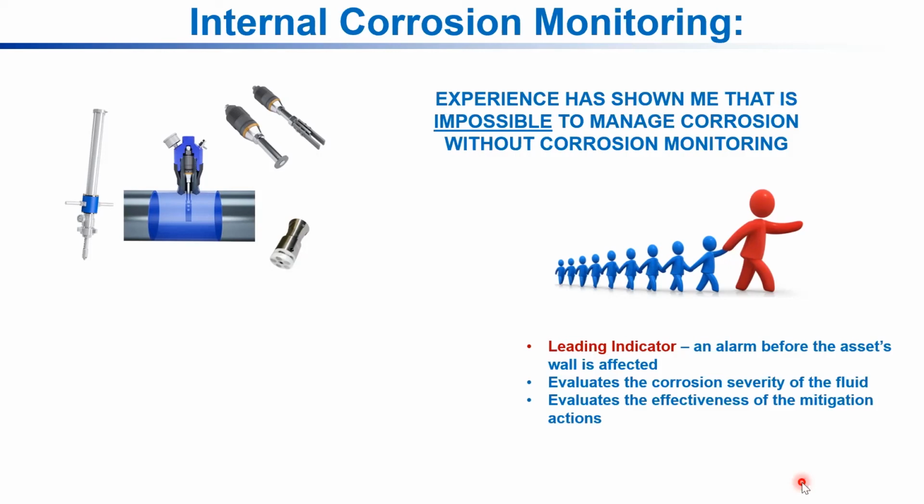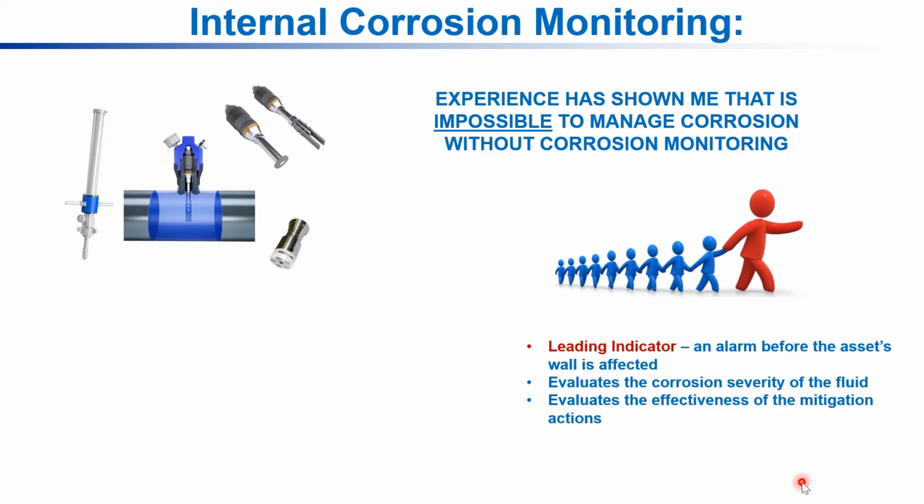Without monitoring, it's impossible to determine whether my mitigation action is being effective or not. Think about this. I'm putting a corrosion inhibitor in my line, but I'm going to inspect it, not monitor. I'm just going to go with inspection. How long will I have to wait until I see that that corrosion inhibitor is working? 1 year, 2 years? It's maybe too late because the pipeline is already corroded.